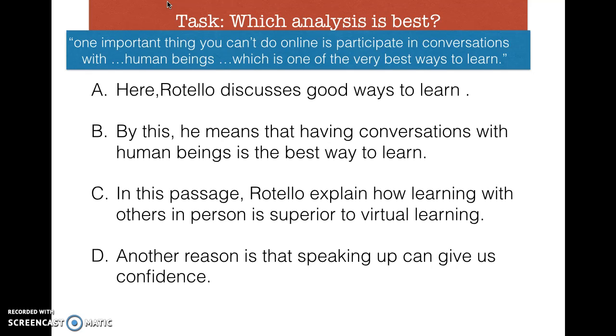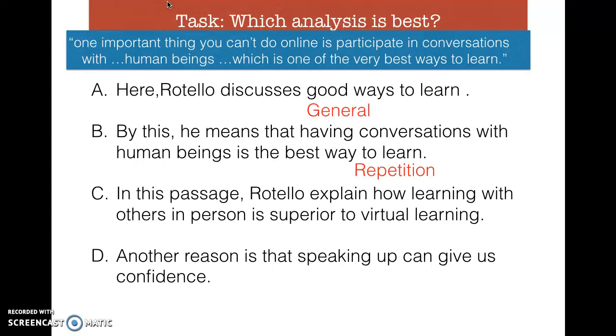So the first one here, Rotello, the author's name, discusses good ways to learn. Well, this is a little bit general. Okay, actually, Rotello says a lot more than that, and this is not good analysis because it doesn't really address the content of the quote. The next one. By this, he means that having conversations with human beings is the very best way to learn. Well, this is just repetition. Okay, so this is not good analysis because they've just repeated what's been said previously.